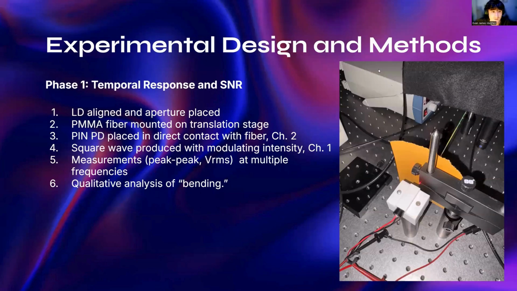As for our experimental design, we had to break it up into two phases. The first one being temporal response and the SNR, which we used the oscilloscope for. First, we aligned the LD and placed an aperture, then put the PMMA fiber on a translation stage and placed the PIN photodiode in direct contact with the fiber. We wired that to channel 2 of the oscilloscope and then used a function generator to create a square wave with a modulating intensity from channel 1. We made measurements such as the peak-to-peak and VRMS at multiple frequencies while still qualitatively analyzing the bending aspect.